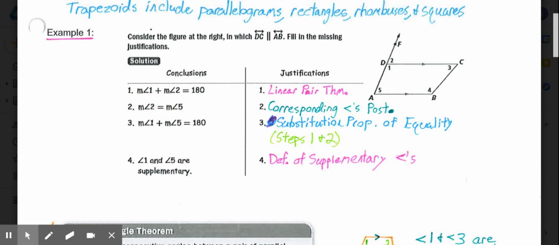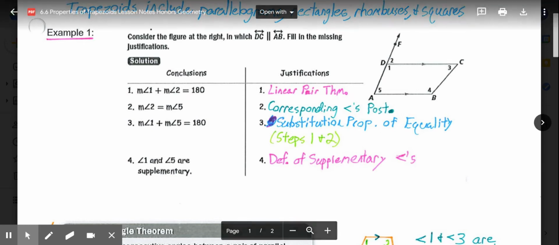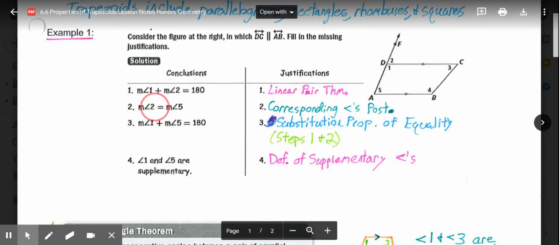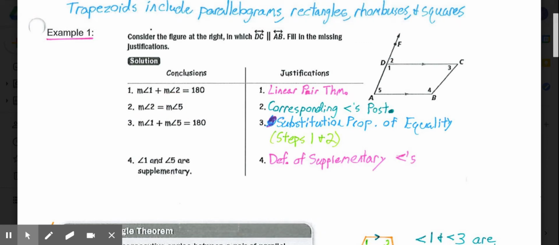And then in step 3, the measure of angle 1 plus the measure of angle 5 is 180 degrees. They simply took steps 1 and 2 and substituted the measure of angle 5 in for the measure of angle 2. So that would be the substitution property of equality. If two things are equal, then we can substitute them for each other.